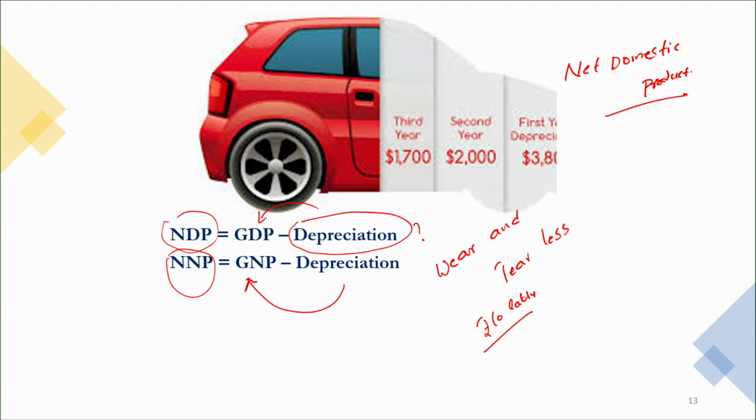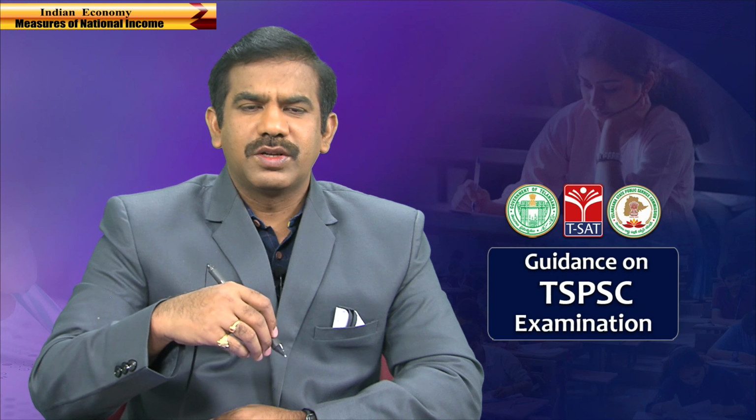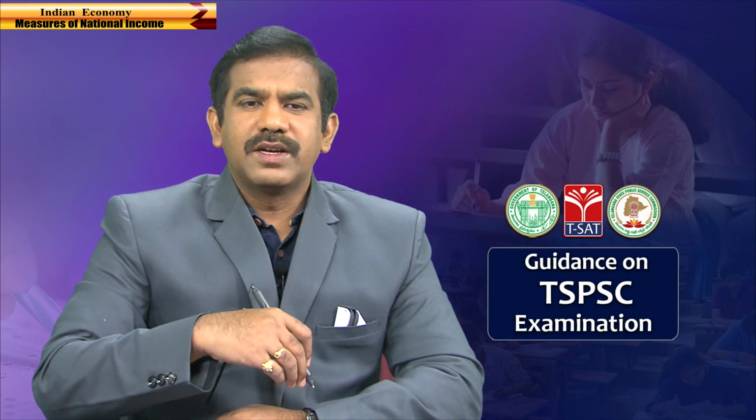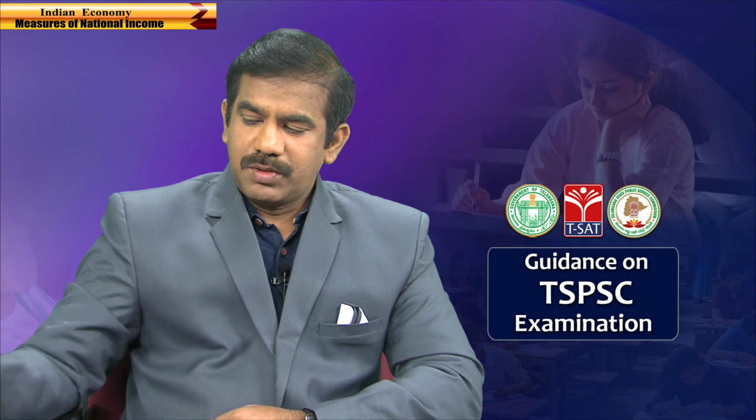So there is wear and tear, there is usage of the car, and hence the value of the car ends up eroding. Whatever proportion of the value has eroded is what we call the component of depreciation. Depreciation is basically an accounting terminology. If you remove that component of depreciation from GDP, what you get is NDP, and if you remove it from GNP, what you get is the net national product.